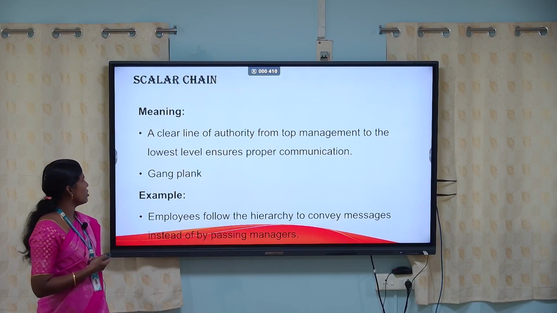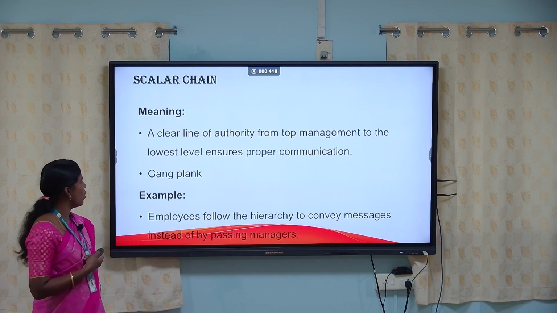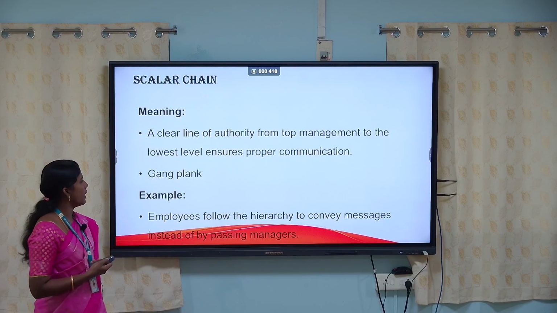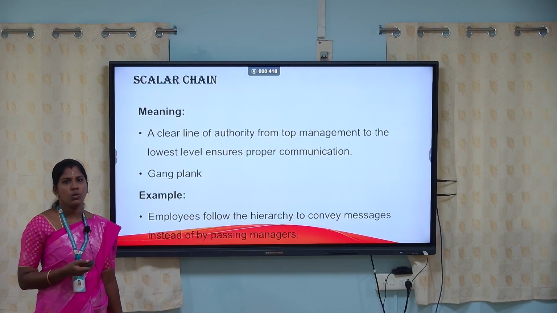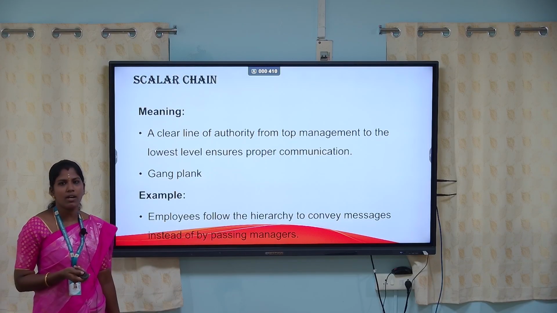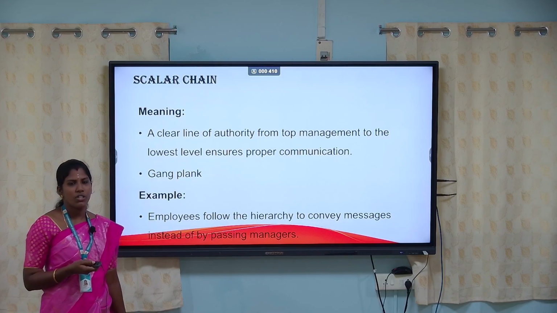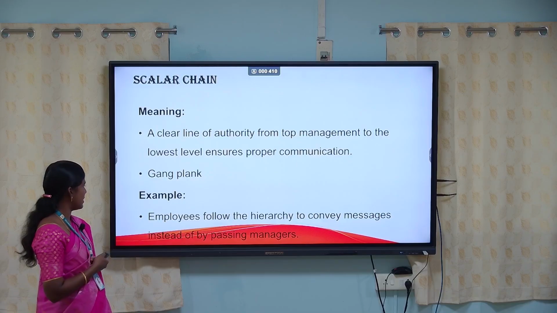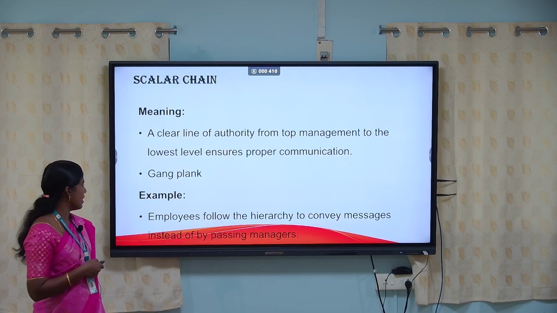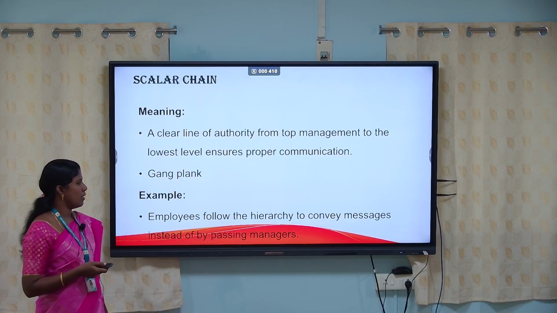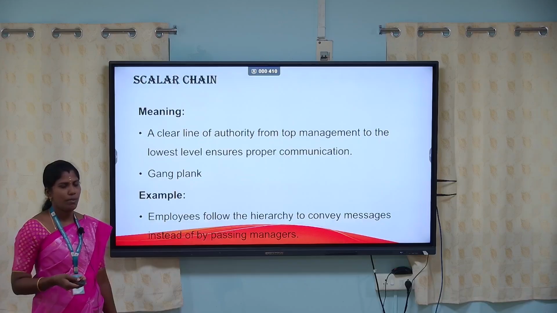The meaning of the scalar chain: a clear line of authority from top management to the lowest level ensures proper communication. The information will be communicated from the top level to the lower level in the proper way. Then only they attain their goal, doing the work faster and more efficiently. Example: employees follow the hierarchy to convey messages instead of bypassing managers. The information is passed on from superior to subordinates, one by one.